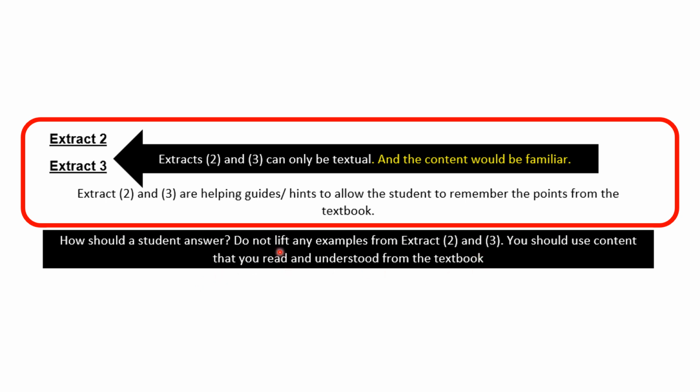Now, even if you were to lift any examples from the extracts, okay, it is just as helping guides. You need to describe a little bit more. You need to sort of explain a little bit more. So, question 7 is something that you can revise and you can use the textbook as reference. That means prior to taking the exams. Okay, so that is the difference between question 6 as well as question 7.